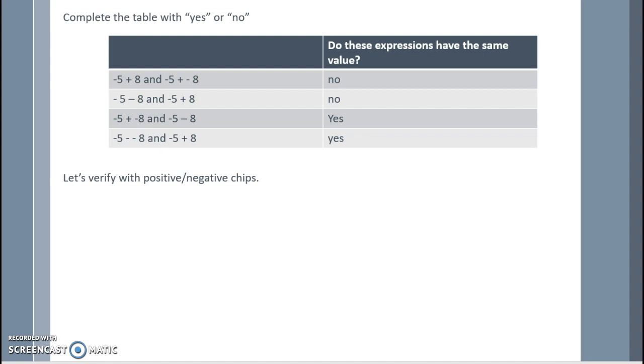I really like using the positive negative chips because it really solidifies if we should have a positive or negative answer. It's a different way to think about manipulation and visual models. Number lines are great too, but I feel like you've probably worked with the number lines, so you're super comfortable, and positive negative chips might not be so comfortable with you at this time.